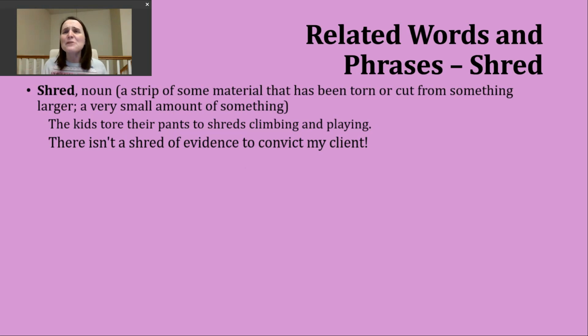Okay. So here, we can kind of imagine, right? Maybe they've been climbing on rocks and other things, and we're getting tears and rips and things. So we can kind of visualize what was once just regular pants. Now we have sort of strips.